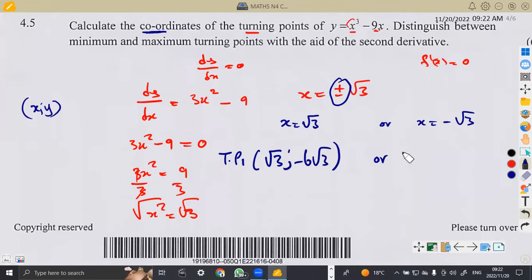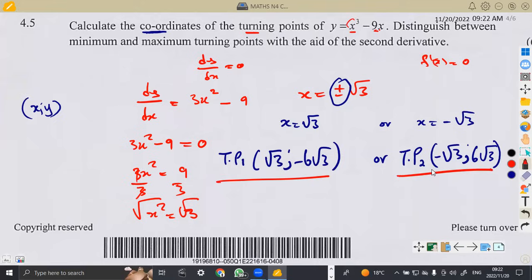Or we obtain the other turning point, which is the second turning point, when x is minus square root of 3. What are we going to have? Normally, as you can see, when this was square root of 3, it gave us a negative. So this one is going to give us a positive 6 square root of 3. So these are the two turning points that we have from the derivative.